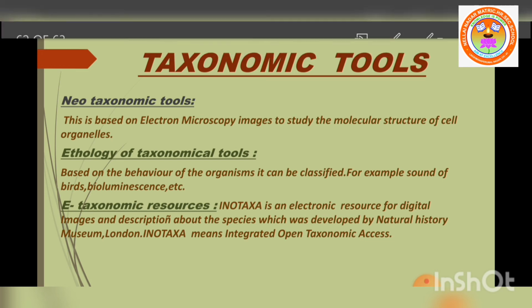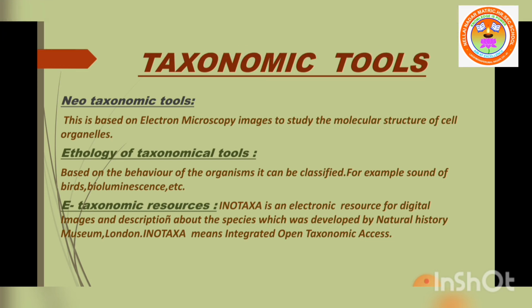Another set of taxonomic tools are neo-taxonomic tools, ethology of taxonomical tools and taxonomic resources. Neo-taxonomic tools. This is based on electron microscopy images to study the molecular structure of cell organelles. Ethology of taxonomical tools. Based on the behavior of the organism, it can be classified. For example, sound of birds, bioluminescence, etc.